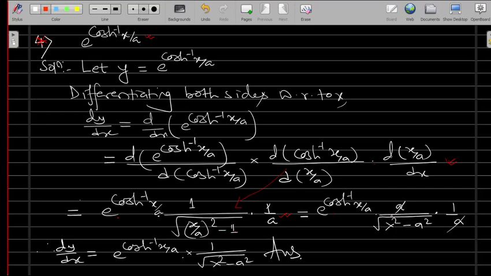A over root under x square minus a square, times 1 by a, cancels. Therefore the derivative of e to the power hyperbolic cos inverse x by a is e to the power hyperbolic cos inverse x by a over root under x square minus a square. The a cancels here. This is the final answer for this question.